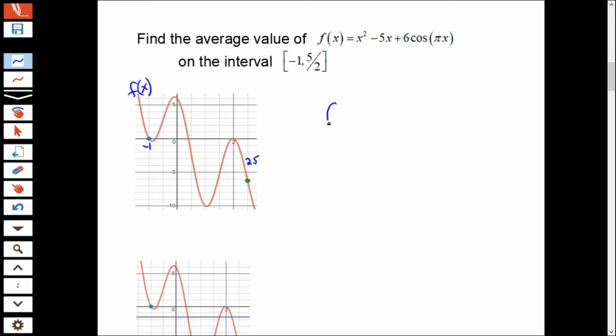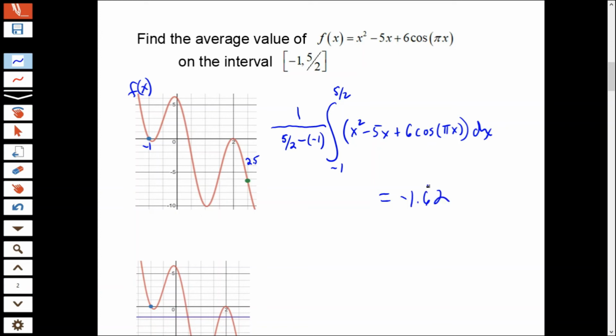So we can do this by taking the integral from -1 to 5/2 of x squared minus 5x plus 6 cosine of pi times x dx. Now this is an integral that adds up all of these infinite y values, and we just have to average it out by multiplying by 1 over 5/2 minus -1. Calculate the integral, multiply by that fraction, and we will get a value like -1.62.